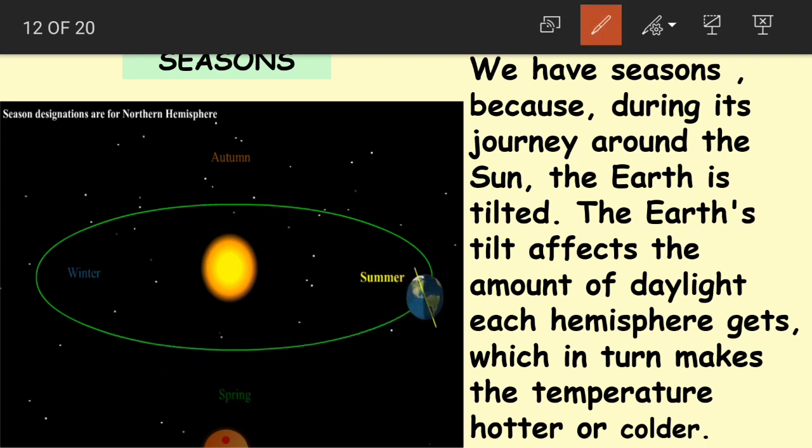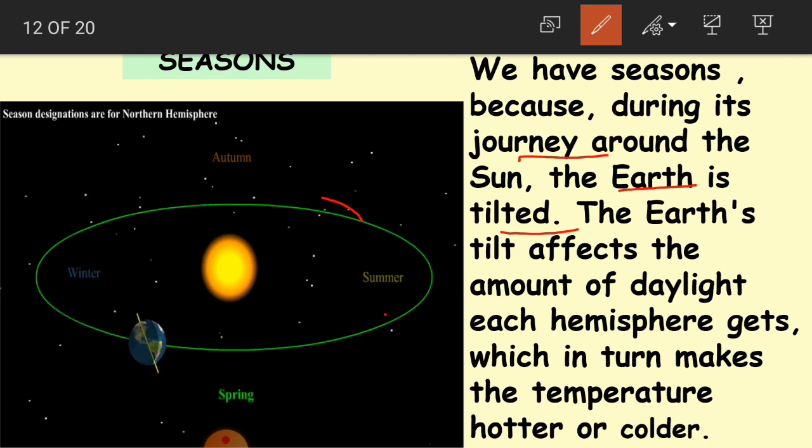What is a season? How do we get seasons? Yes, we have seasons because during its journey around the sun, the earth is tilted. The earth is tilted. See here, children. So here is our earth, taking rounds around the sun, and this is nothing but the journey of the earth around the sun. And at this time, the earth is tilted.